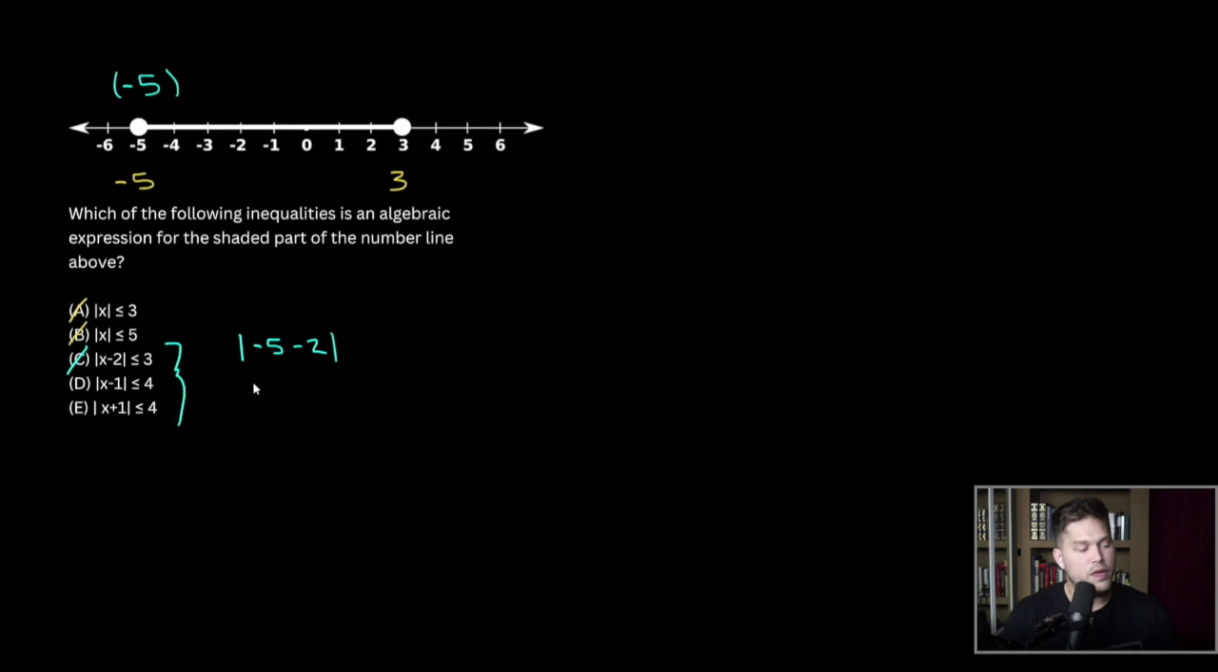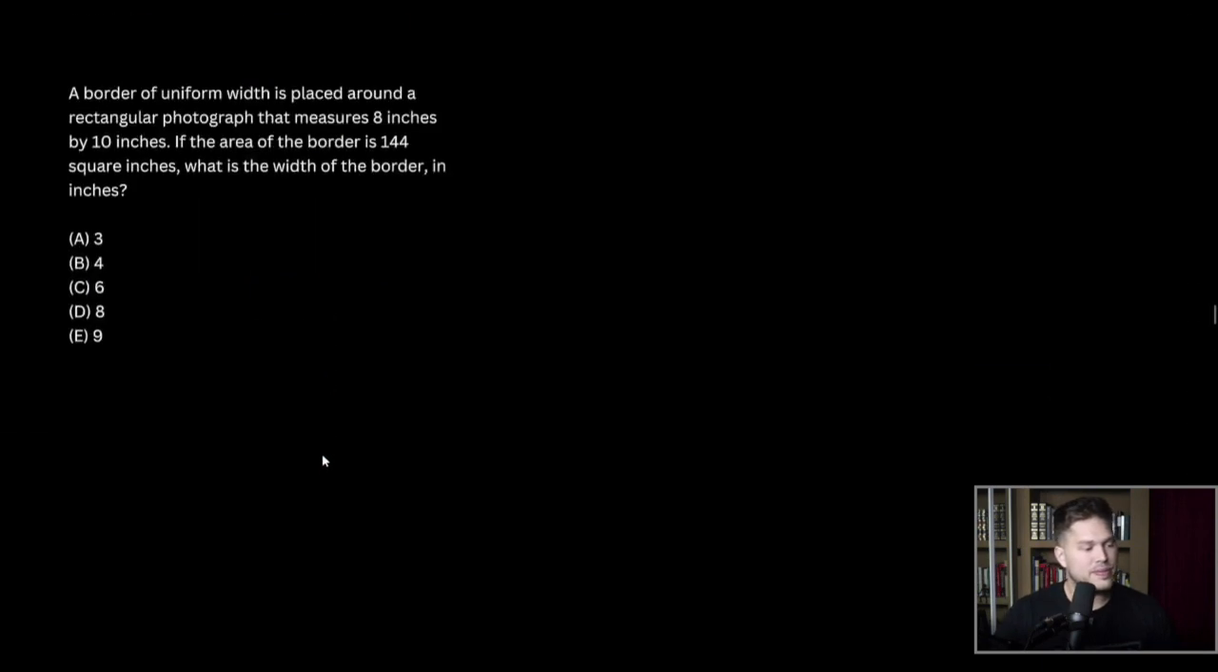For D, I would have the absolute value of -5 minus 1. -5 minus 1 is -6. The absolute value of this is 6, and 6 is not less than or equal to 4, so D is not valid. That leaves answer choice E, but let's go ahead and check it. The absolute value of -5 plus 1 is 4, and 4 is less than or equal to 4, so answer choice E is the choice here.